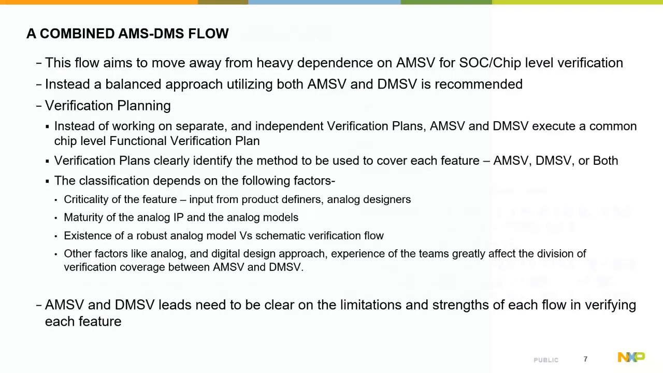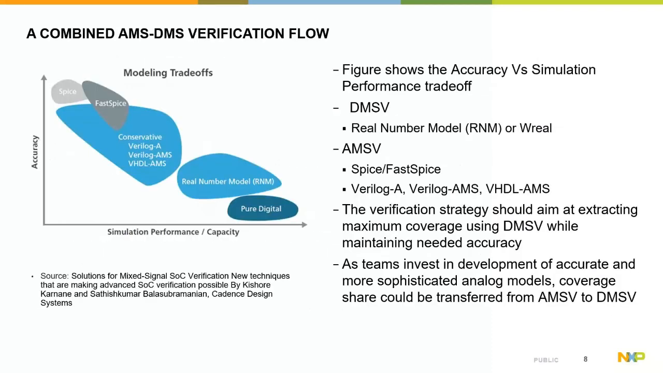Okay, so this figure is from Cadence, where they try to compare the accuracy and the simulation performance, or the simulation speed trade-off, between the different modeling methods. Basically, for those who are very new to mixed signal, when I say simulation using a schematic, it uses SPICE models, and DMSV uses real number models, which is this bubble.